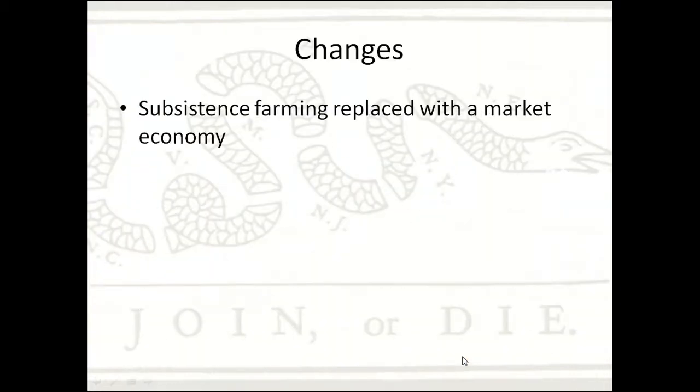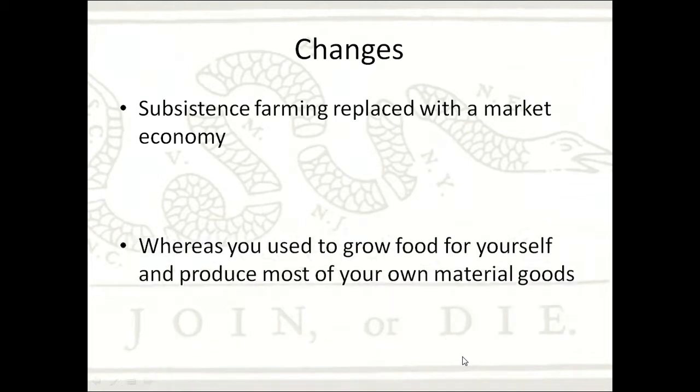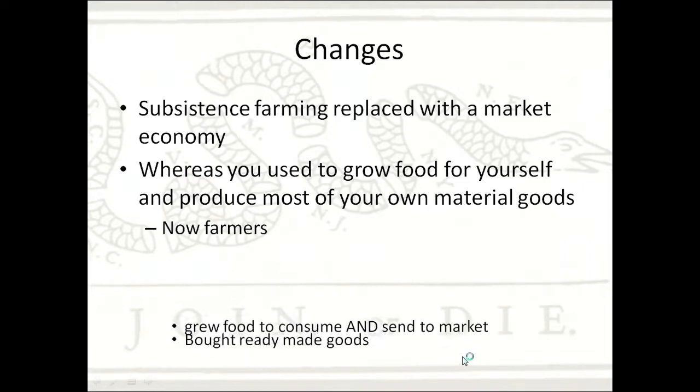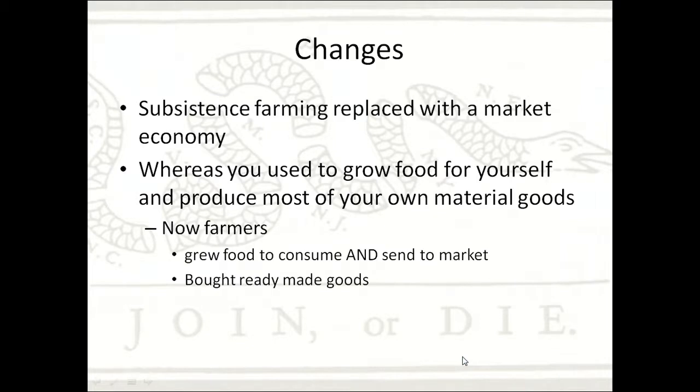Okay, so let's talk about the changes in the big scale. Again, subsistence farming is going to be replaced increasingly with the market economy, meaning that you as a farmer will still produce food for yourself and your family, but due to the technology that you have, you're going to start making more crops than you did before, and now those will be sent off to the market. And with the money you earn from selling those, you can begin to buy more and more of these ready-made goods.